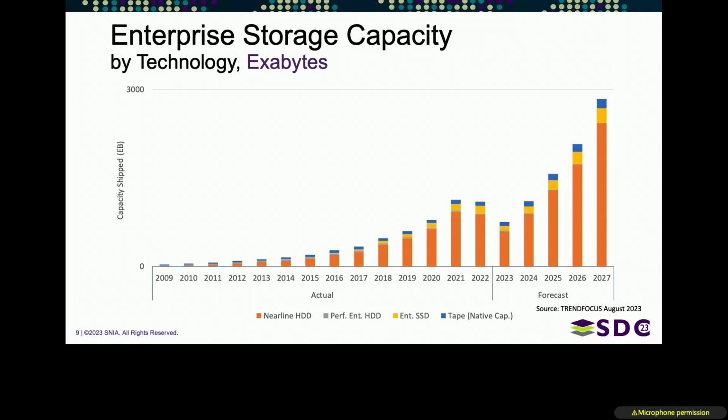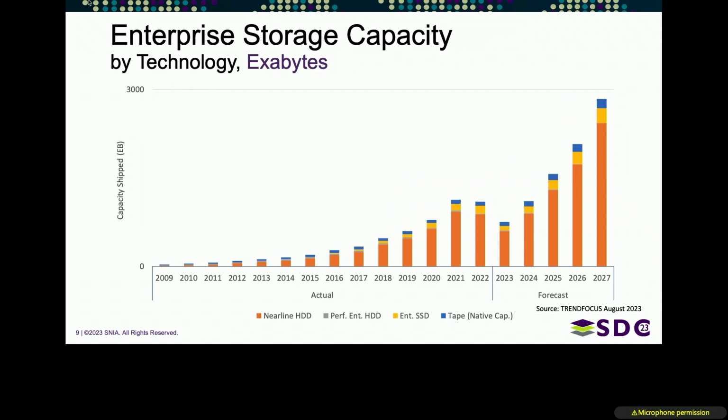So how does this translate into real deployments? If we look at the most recent TrendFocus data, and notice this was updated in August, so this is very recent data, a couple things jump out at you. First, notice that this is enterprise storage capacity, and I define enterprise storage capacity as enterprise plus the data center, and then broken out by capacity by device type. You'll notice the orange bars are nearline HDDs, and then the amber piece is enterprise SSDs. That includes NVMe, SAS, and SATA.